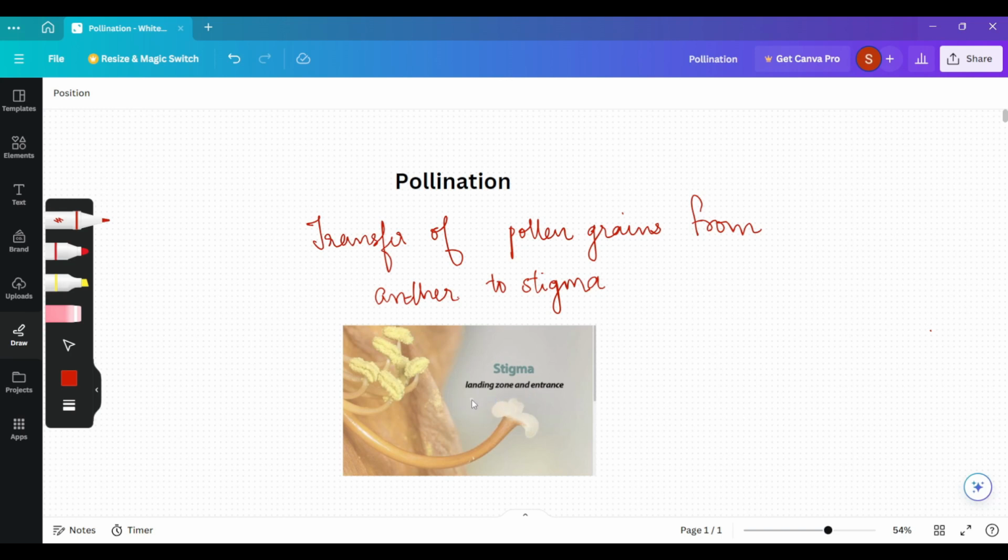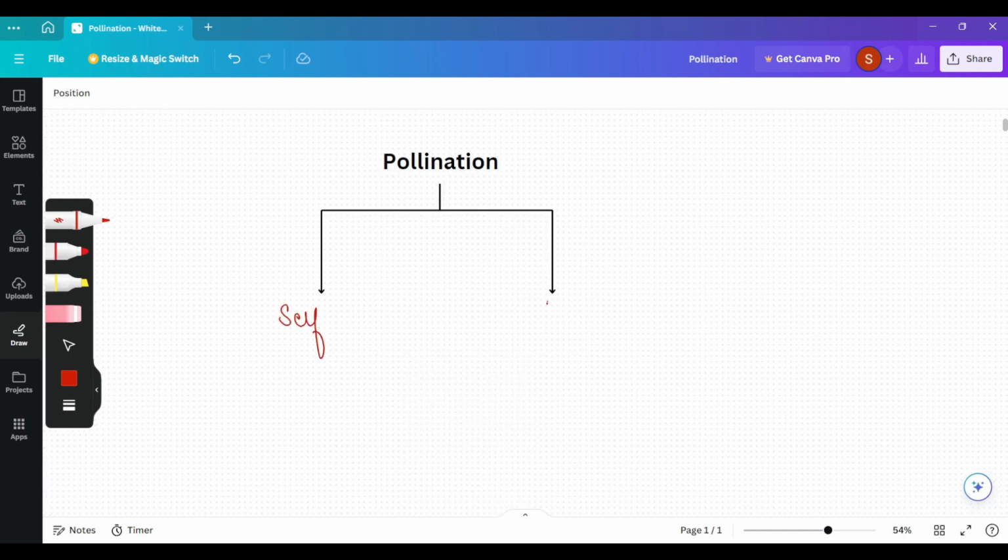it can either happen within the same flower or to a different flower of the same plant or a different flower of a different plant of the same species. Based on the source of pollen grain, pollination can be widely classified into two types: self-pollination and cross-pollination. Self-pollination can again be categorized into two: autogamy and geitonogamy.